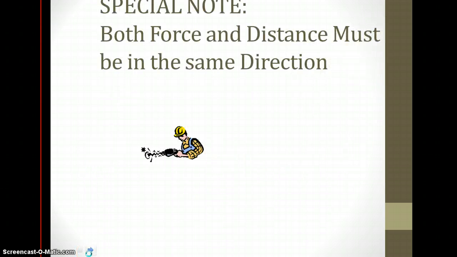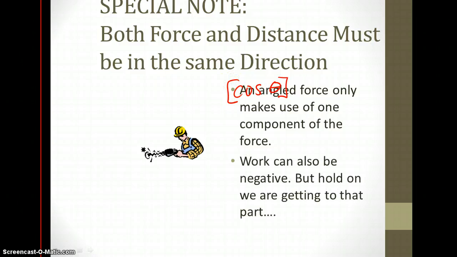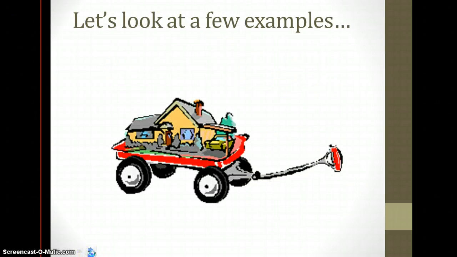So, both force and distance must be in the same direction. That's the cosine theta from the last part of the equation. This is what that portion is talking about. An angled force only makes up a component of it. Again, that's your cosine theta part. And we're going to see that work can be negative. So let's take a look at some examples.